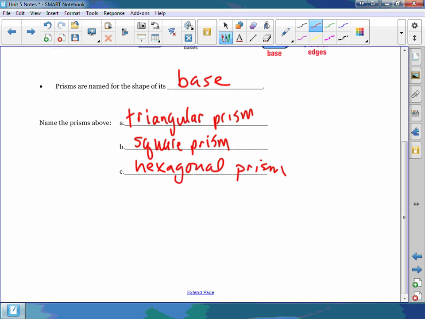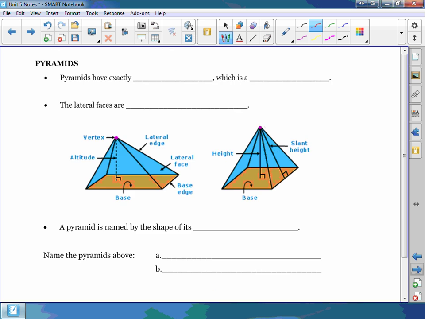All right, let's go on to pyramids. Since we've already pretty much talked about this, pyramids have exactly one base. Yes, one base. And that base must be a what? Yaman? Could be. Doesn't have to be that. Sarah? Has to be a polygon. Yeah. So rectangles, squares, triangles, pentagons, hexagons, all of these are fair game. You could create a pyramid from that.